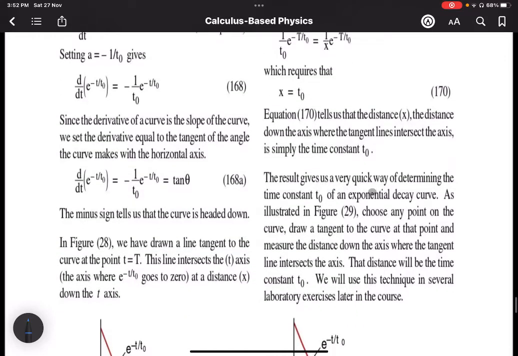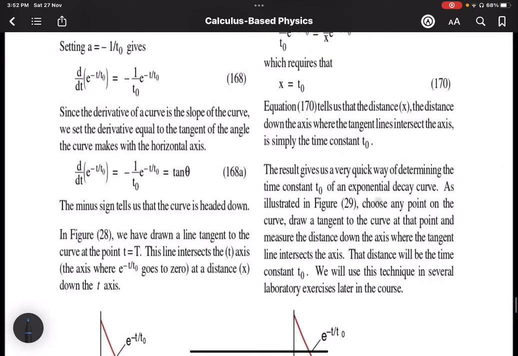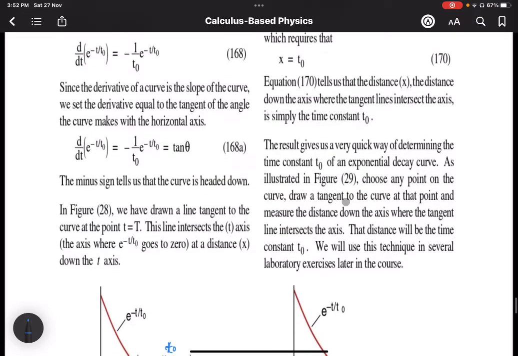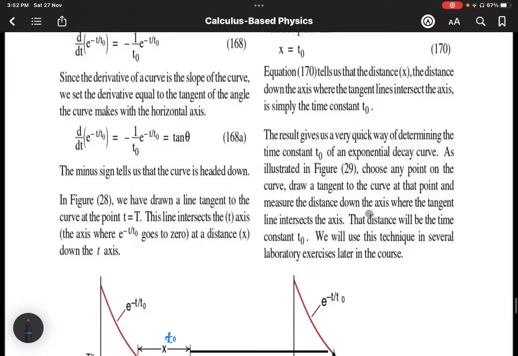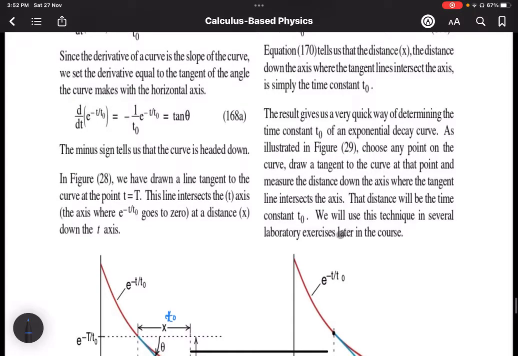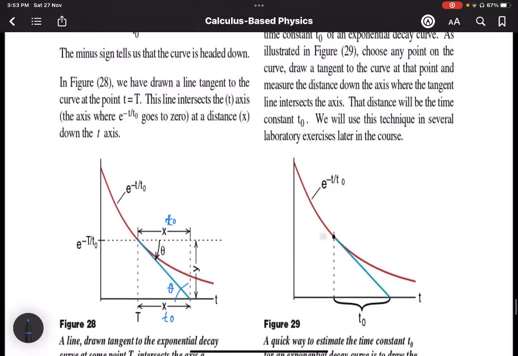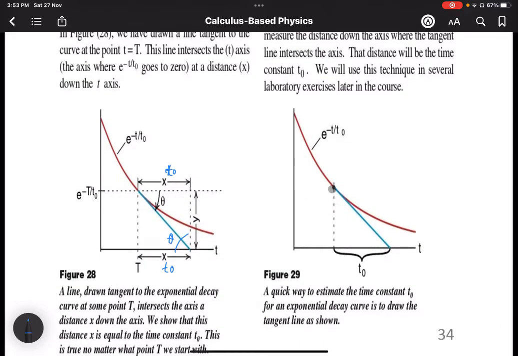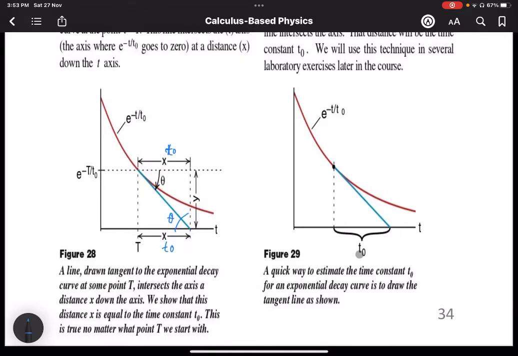The result gives us a very quick way of determining the time constant TO of an exponential decay curve, as illustrated in figure 20. Choose any point on the curve. Draw a tangent to the curve at that point and measure the distance down the axis where the tangent line intersects the axis. The distance will be the time constant TO. We will use this technique in several laboratory exercises later in the course. So, kung meron ka raw curve, mag-select ka lang ng any point dun sa curve and then draw the necessary triangle. At kung ano man yung value na makuha mo under ng adjacent angle, that would be the value for the lifetime or the TO.